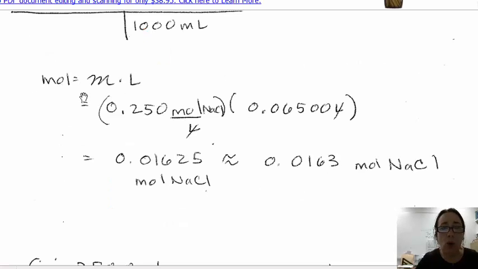So then, once I get my liters, 0.06500 liters, I can solve for moles, because moles is molarity times liters. Again, I want to break down my units of molarity into moles per liter. So 0.250 moles per liter of sodium chloride times 0.06500 liters. My liters cancel out, and my calculator gives me this value, 0.01625 moles of sodium chloride. I'm going to express it with correct sig figs. I have 4 sig figs here, 3 sig figs here. My final answer should have 3 sig figs. So if you got this as your answer, give yourself a pat on the back.